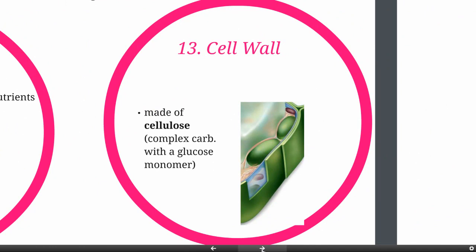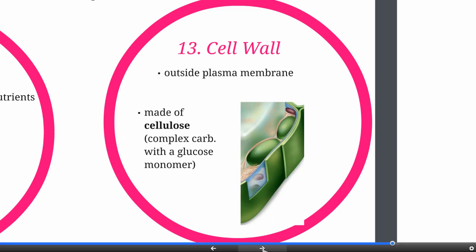Another piece of the support for the plant cell is cell walls. The cell wall is actually extracellular, so it's secreted by the cell, but it's outside the cell membrane. So here's the blue plasma membrane, and then the cell wall is directly outside of that. And it's made of cellulose, which is a complex carbohydrate.